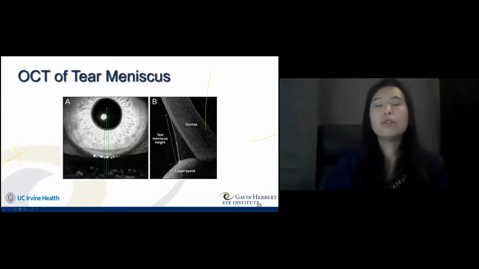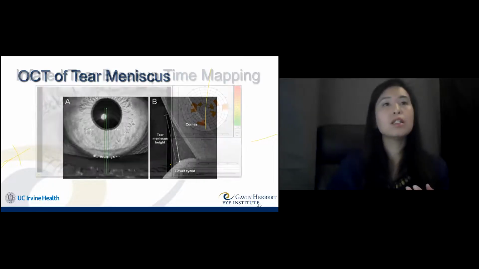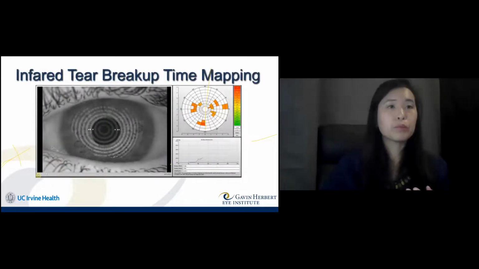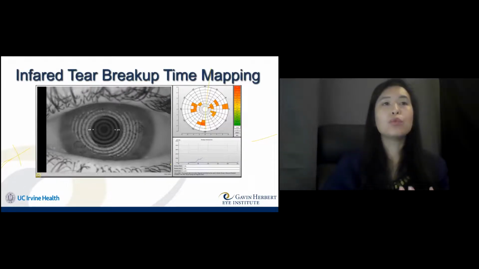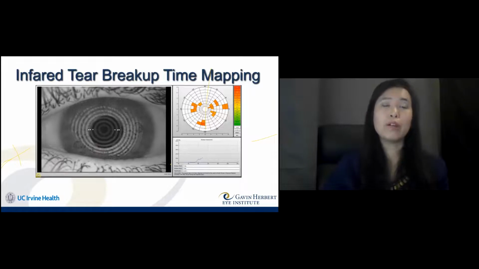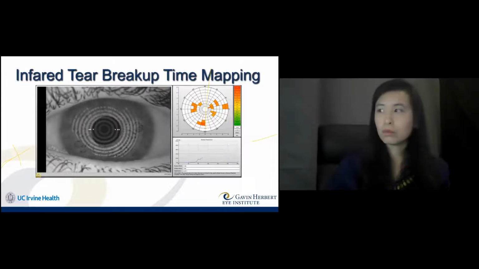Now, there are special high-tech ways to look at this if we want to, but usually we reserve this kind of thing for research purposes, but we can use these imaging techniques to very accurately measure how high the tear meniscus is, or we can use infrared imaging to create a map of not just when the tears break up, but where they break up. But that's not really necessary to make the diagnosis of dry eye.